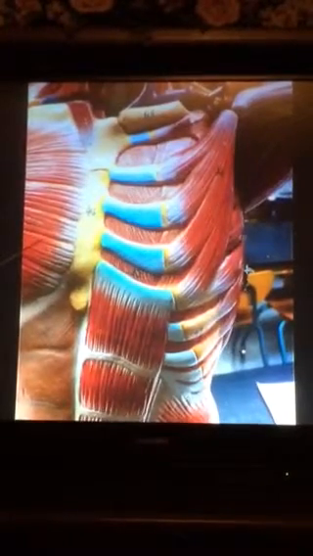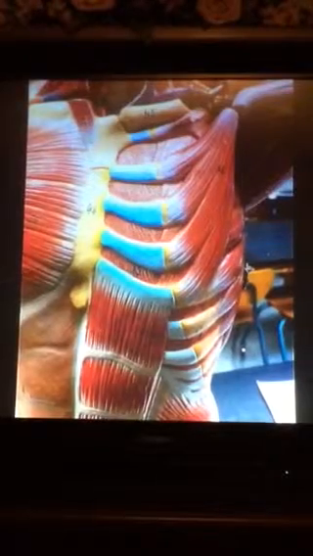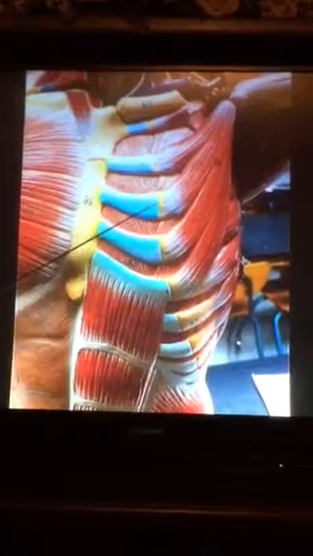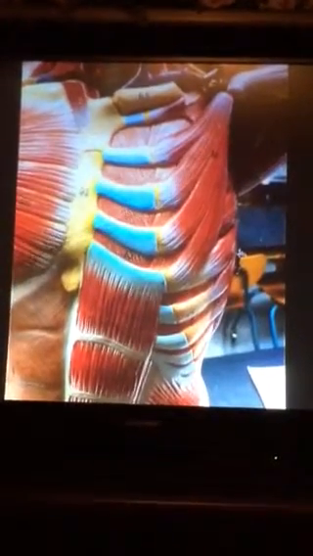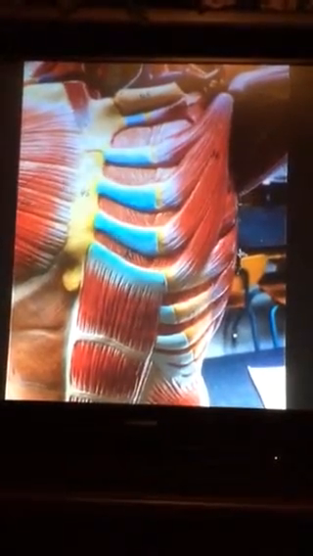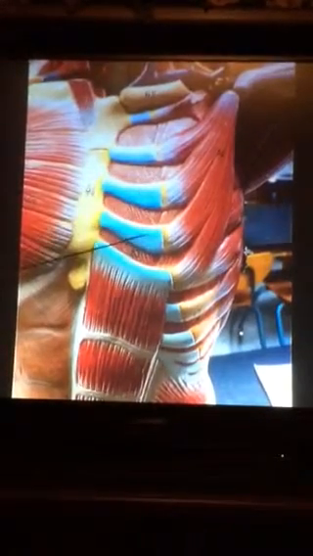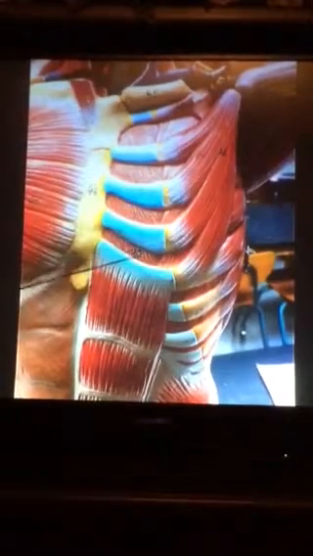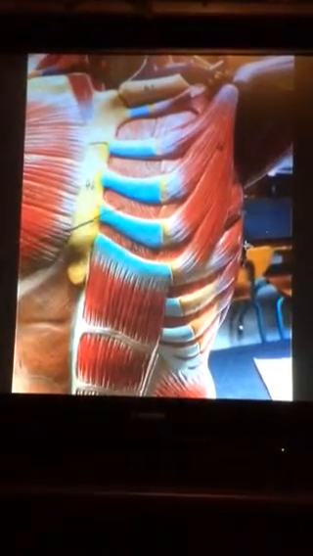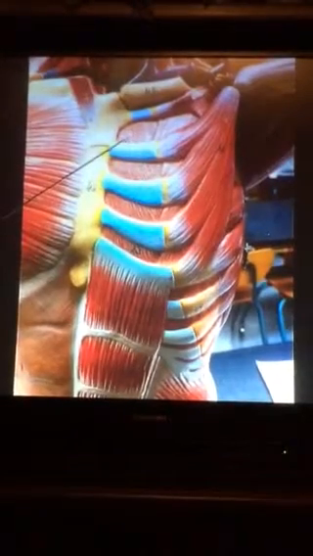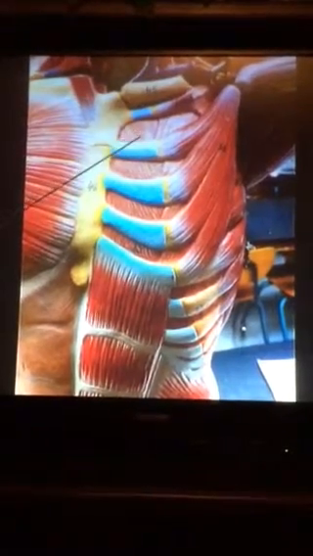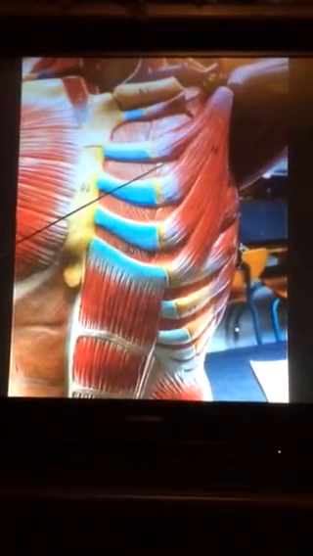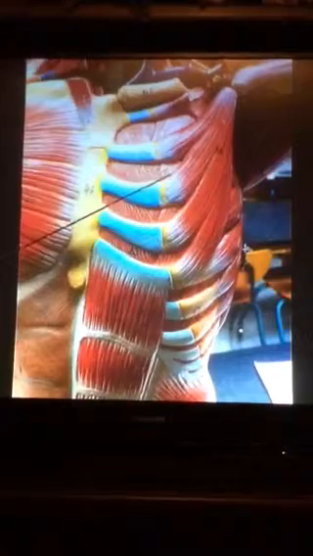To the left, we see the pectoralis major. Off to the right, you will see the pectoralis minor, which is inferior to the major. Here are the intercostals. These muscles right and through here are the internal intercostals. The muscles off to the side would be the external intercostals.